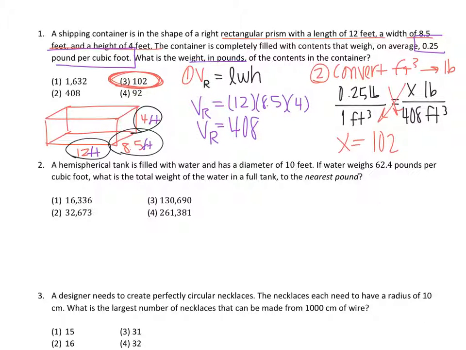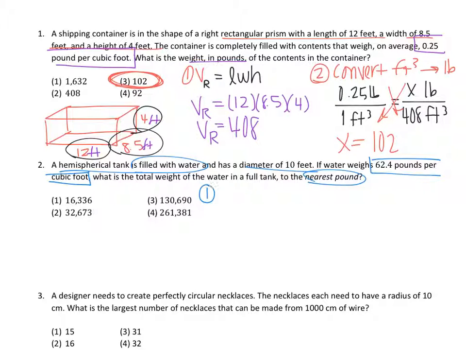In question 2, again, all of these are coming from Common Core exams, so please understand that if you're not understanding this, you need to pause it, rewind it, go back, ask your teacher for help, do something, because these questions come up often on the Common Core tests. We have a hemispherical tank that's filled with water, and it has a diameter of 10 feet. Water weighs 62.4 pounds per cubic foot. What is the total weight of the water to the nearest pound?